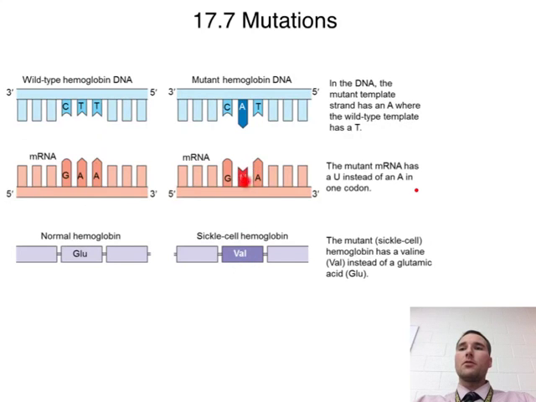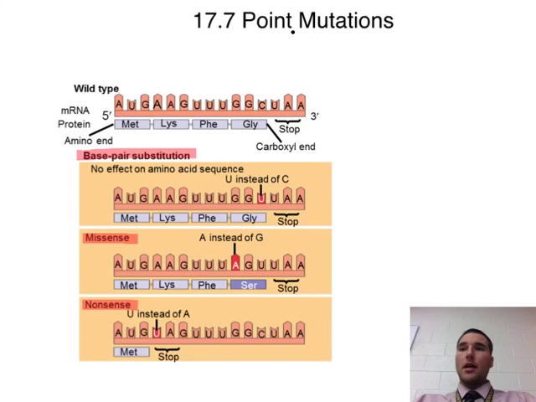This type of mutation where we just change one letter, that's called a point mutation, and we're going to take a look at a couple of different types of point mutations here. So here's our diagram, or a picture of different point mutation possibilities. And so we have our wild type. We're actually going to look at the mRNA rather than tracking all the way back to the DNA.